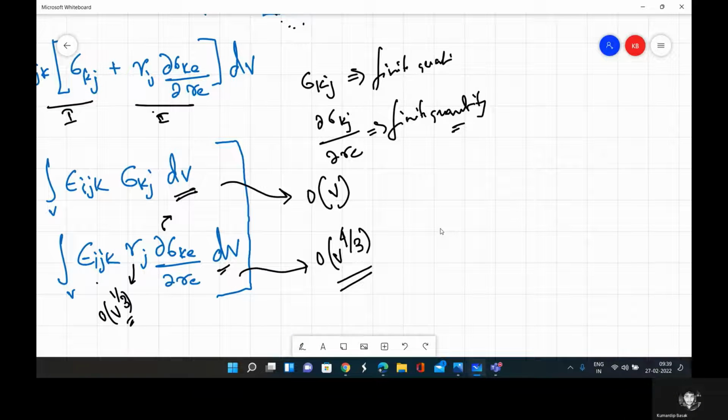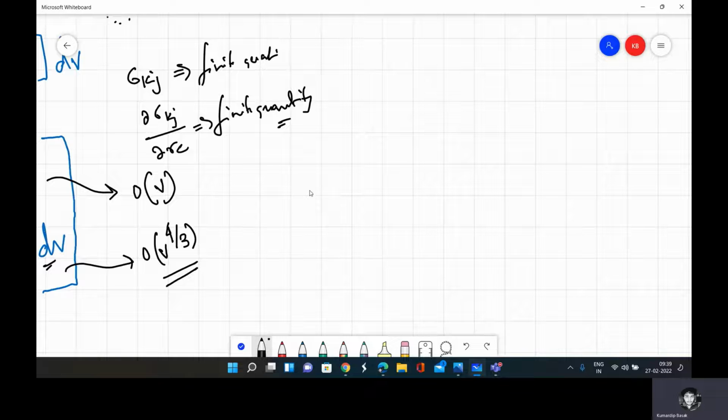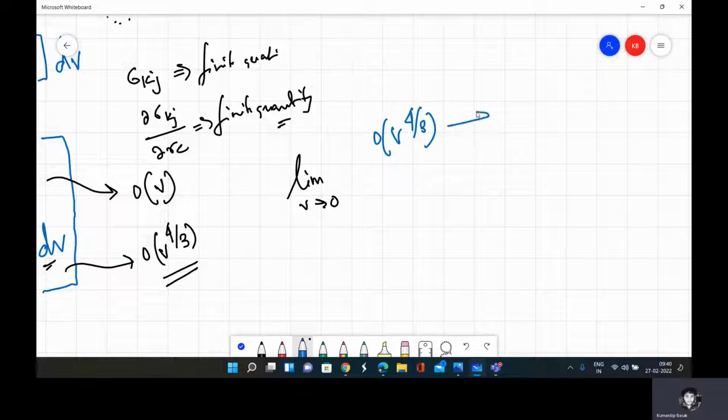Now, let's say again, as in the first case, we shrink the tetrahedron element. Again, for this case, we are shrinking that small fluid element. So the volume of the fluid element is V. We are shrinking that. So in the limit where V tends to 0, what am I getting? This order of V to the power 4 by 3 element will decay faster to 0. That order V will decay faster to 0. This is very true.